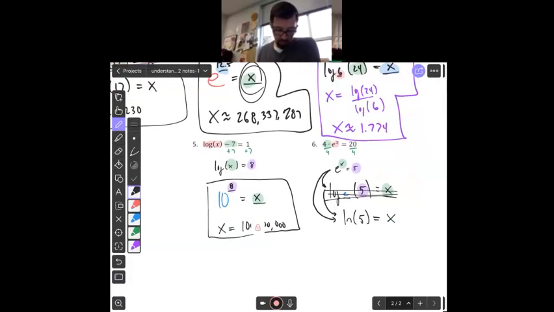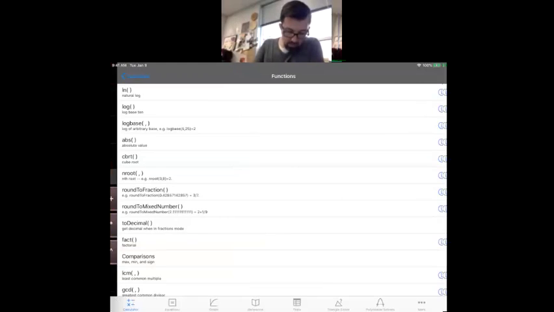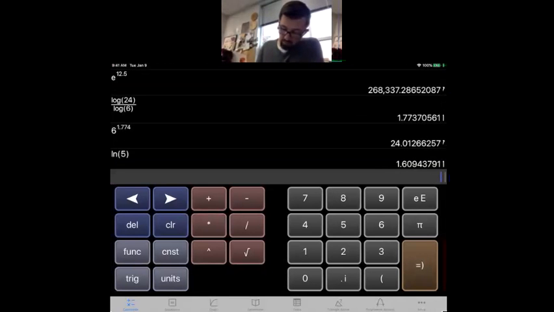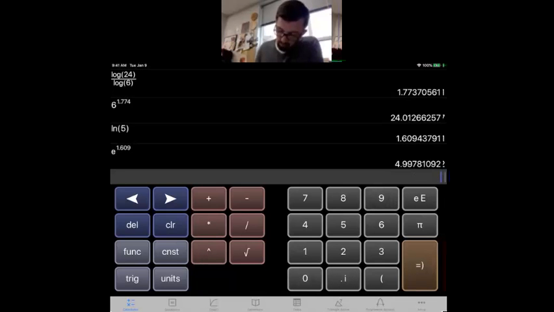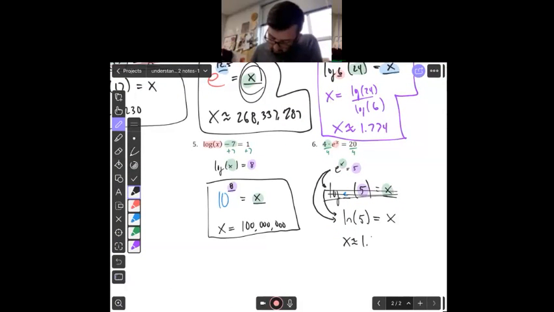I don't know what that is, but I know that my calculator can tell me. Function, natural log of 5, 1.609. The question was, e to the what? e to the 1.609. It was supposed to be 5, and there's something really close to 5. So we see that it works, 1.609. So here's our equation, here's our answer.